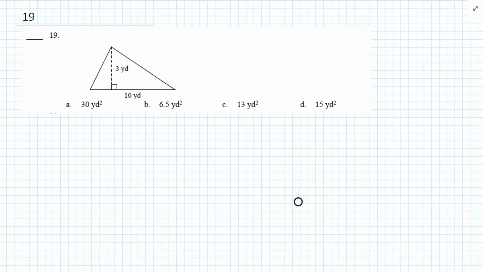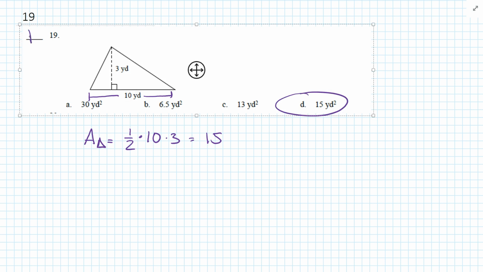19. 1/2 base times height. Unless it says otherwise, we're going to believe that is the full base. So a triangle, there you have a triangle, 1/2 base, which is 10, times height. So 1/2 of 10 is 5. 5 times 3 is 15. Answer's D.